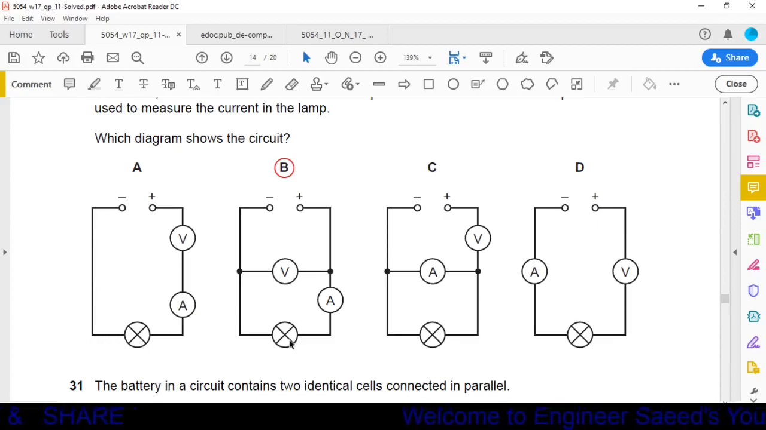And we are looking, this one is given in option B, that voltmeter is connected in parallel and ammeter is connected in series. So option B is the correct one.